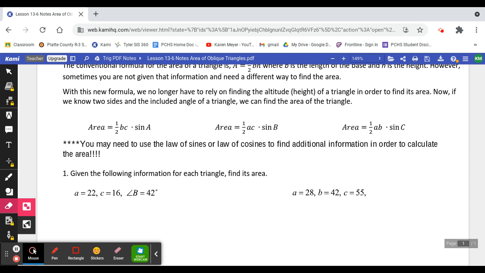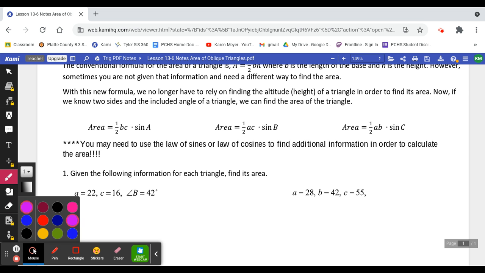All right, now, star. Sometimes you won't be given enough information to start with that you can just jump right to your formula. You might have to go back and use law of sines or law of cosines to help us find all the information we need to be able to use one of these three area formulas.